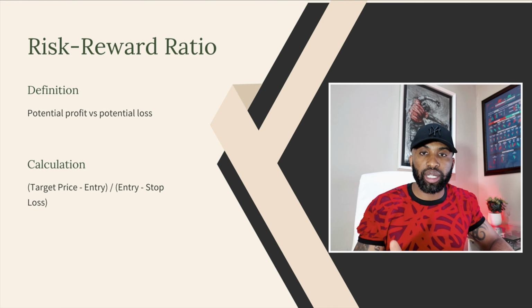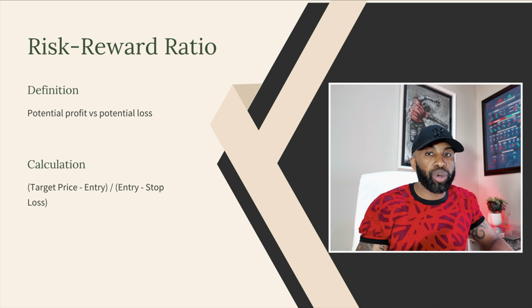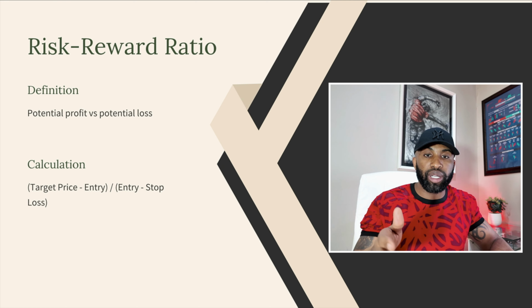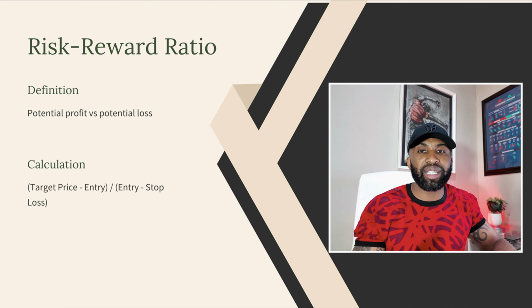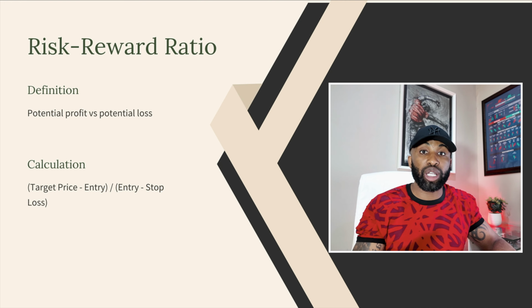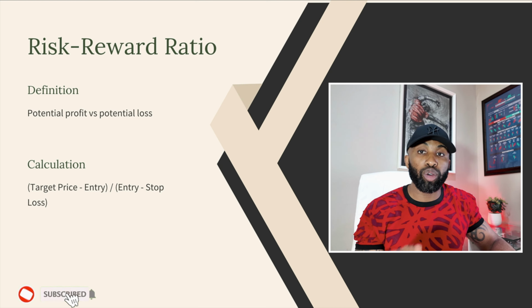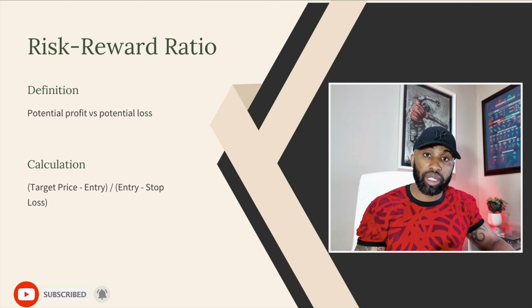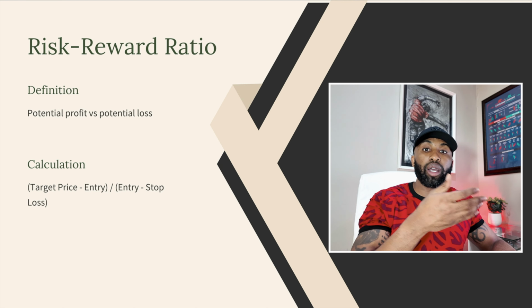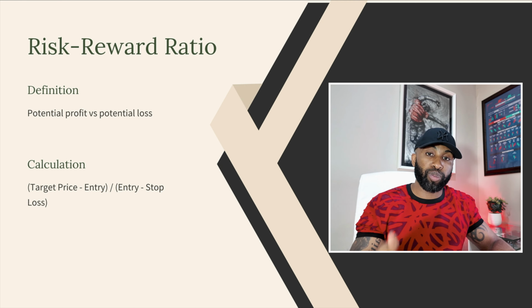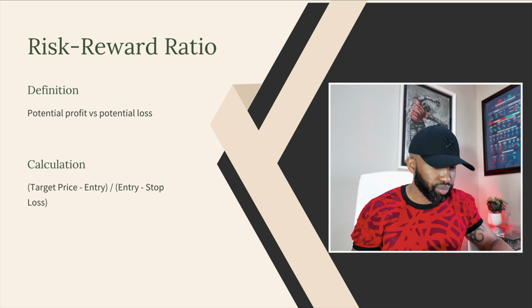Now, how is it calculated? Risk to reward is expressed in a ratio typically represented as 1 by x. So 1 being the risk and x being the reward. A risk to reward ratio of 1 to 1 means that for every dollar risked, the potential profit is $1. A risk to reward of 1 to 2 means that for every dollar risked, the potential return is $2. A risk to reward ratio of 1 to 3 means that for every dollar risked, $3 is expected as potential profit.